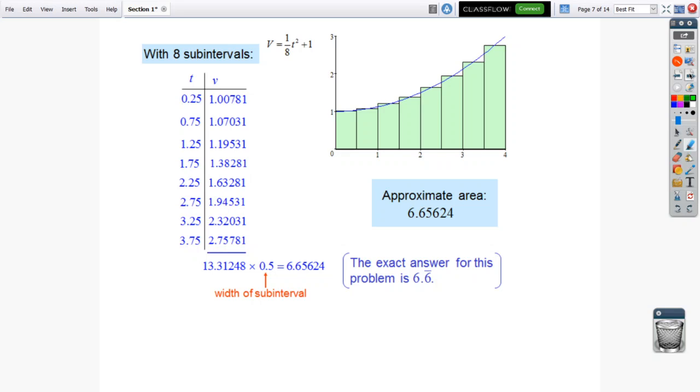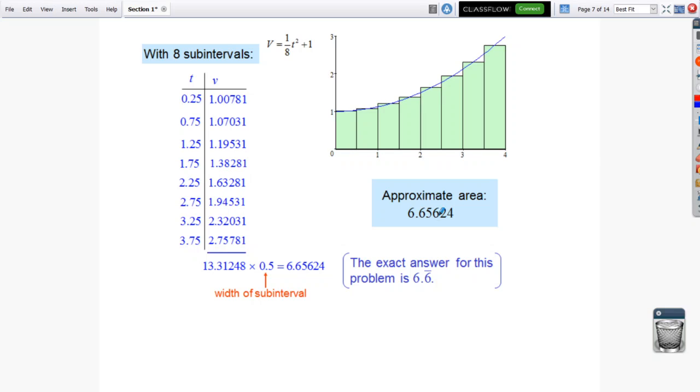Here we can see upping the number of subintervals to 8 subintervals. So each endpoint is at like 0.5, 1, 1.5, 2.5. And you can see this is still an MRAM. So for the first subinterval between 0 and 0.5, I use the velocity at halfway between 0 and 0.5, which is 0.25. Then velocity at 0.75, 1.25, 1.75, et cetera. For each of these areas of the rectangle, I'm going to multiply the height by the width of 0.5.